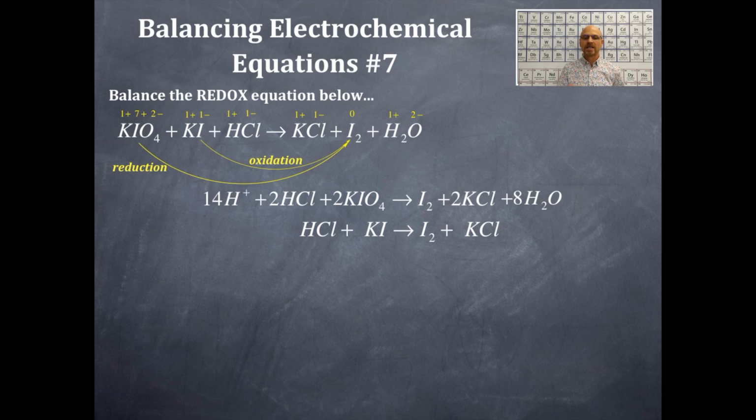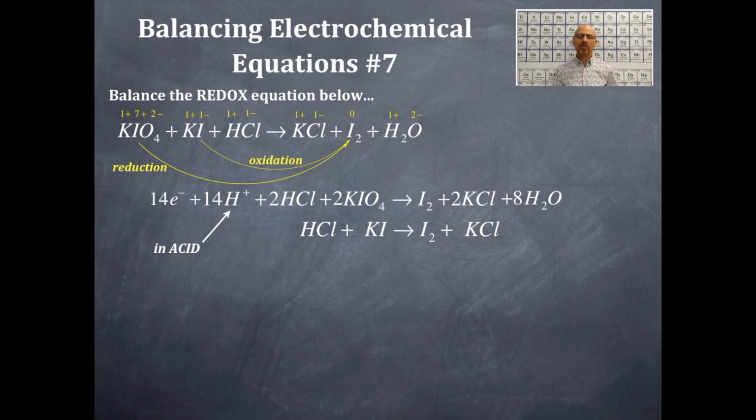Now I need to balance this for charge. On the reactant side, I have 14 positive charge. On the product side, I have a 0 charge. So I'm going to have to add 14 electrons to the reactant side. This is also an acid, as that hydrogen ion indicates, and as you should see that it's in HCl, that's hydrochloric acid. There's that 14 electrons that I was talking about.